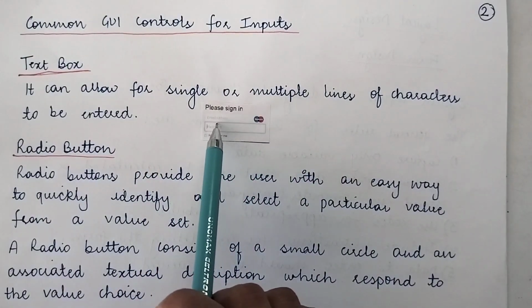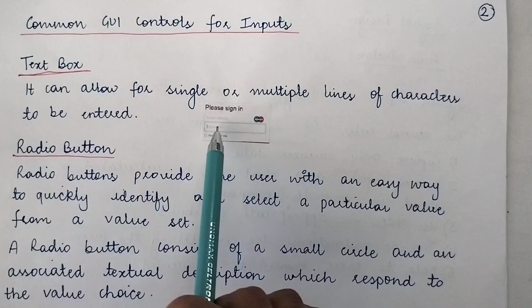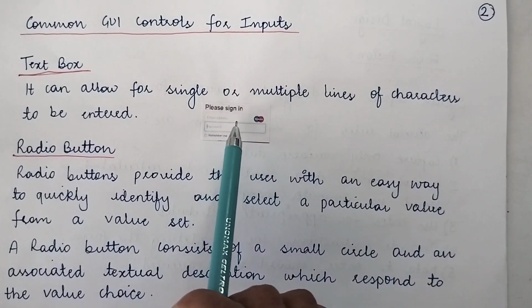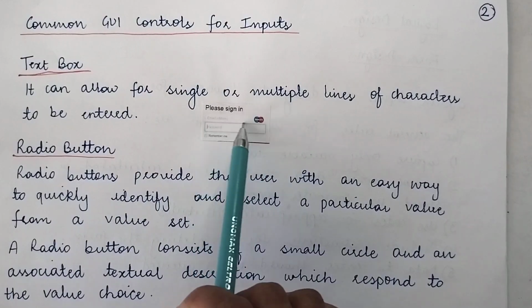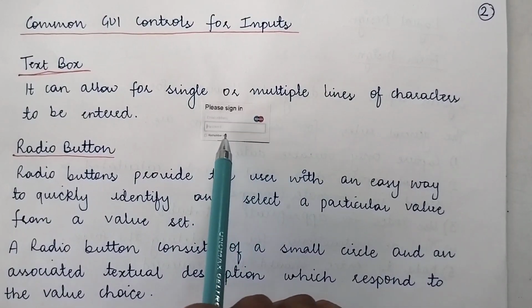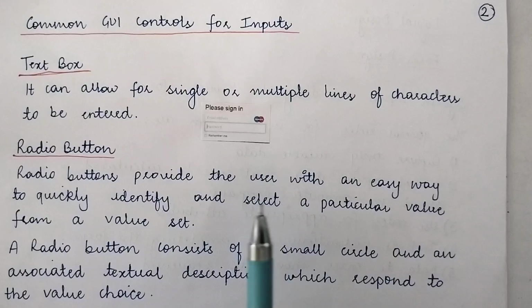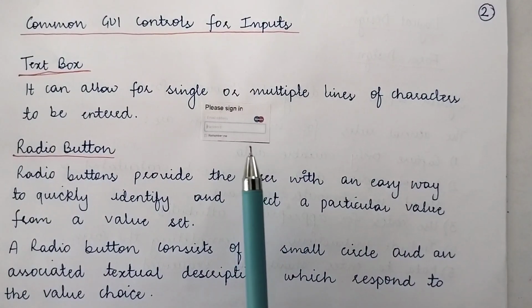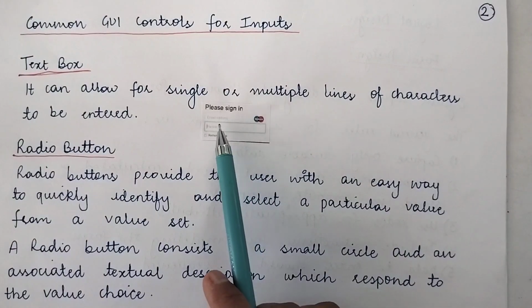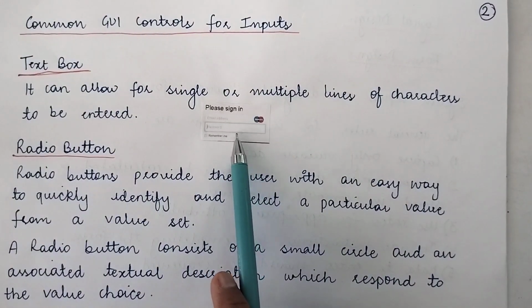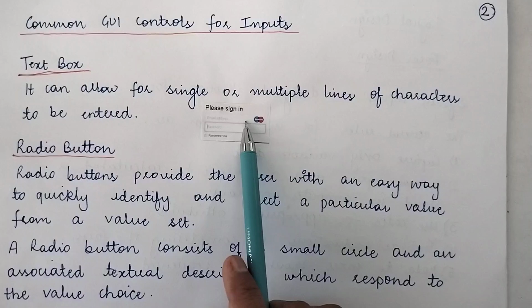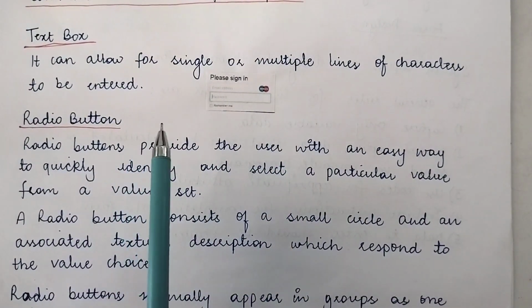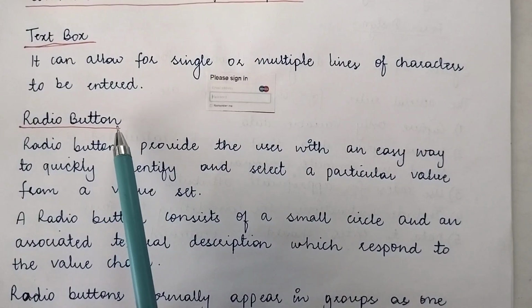Like here you can see one text box. It asks you to provide your password. Through text box you enter your username, you enter your passwords. So text box looks like this, and we all have used text boxes while filling out forms or otherwise also. When we log into any website, then also we are provided with text boxes to enter our usernames or email address or passwords. The second GUI control is your radio button.